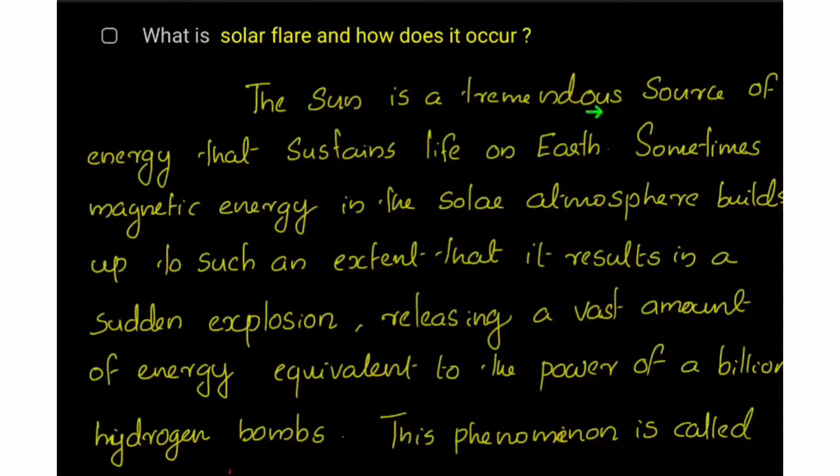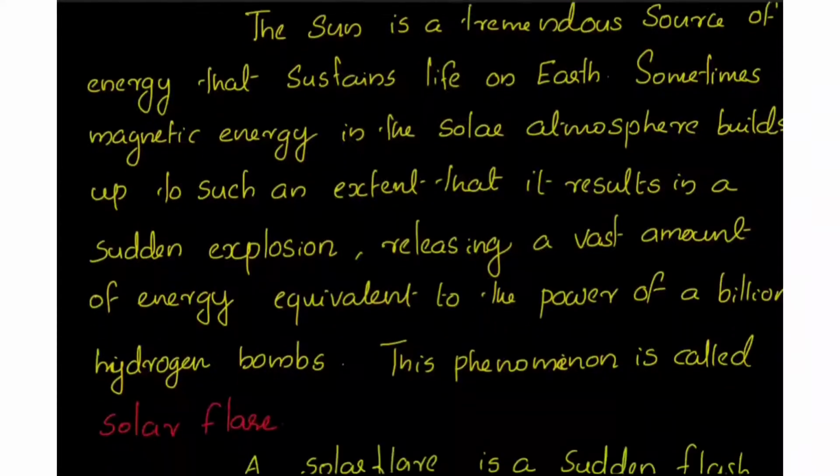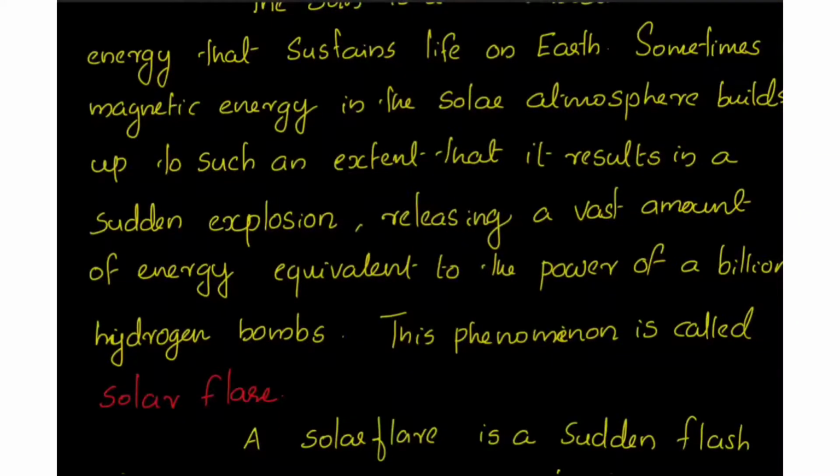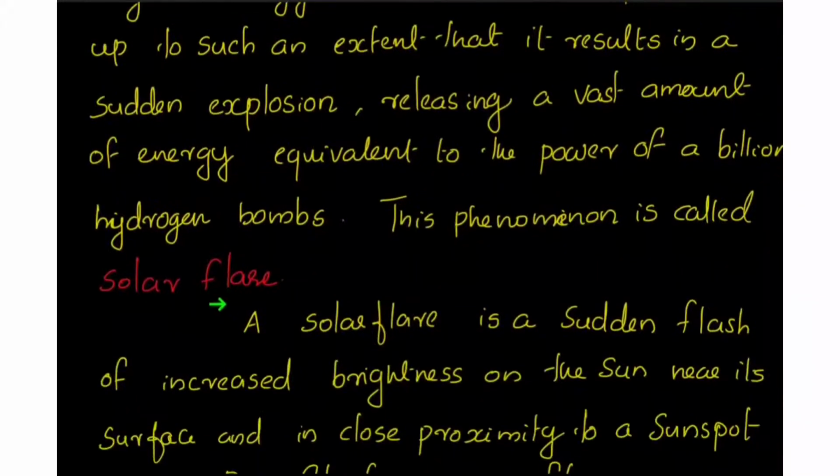The sun is a tremendous source of energy that sustains life on earth. Sometimes the magnetic energy in the solar atmosphere builds up to such an extent that it results in a sudden explosion. That is, the magnetic field produced on the sun's surface is the reason for this explosion, and it releases a vast amount of energy equivalent to the power of a billion hydrogen bombs. And this phenomenon is called solar flare.